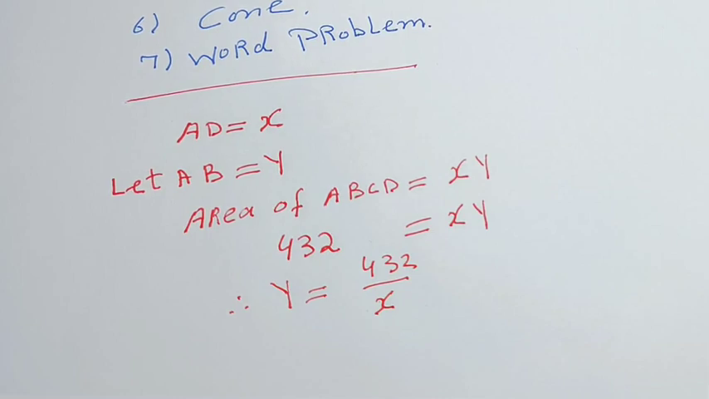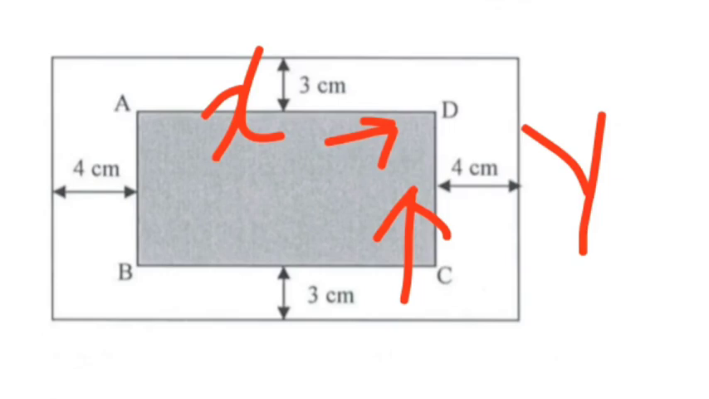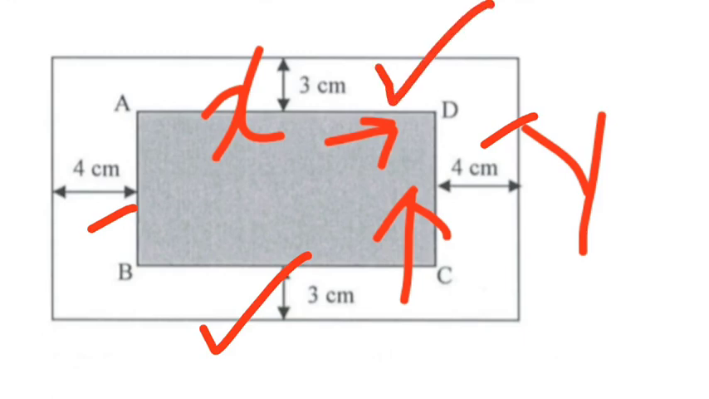Now we need to find the area of the entire page. For the entire page, we need to find the length and breadth. This is x horizontal, and there are 4 centimeters on the left-hand side and 4 centimeters on the right-hand side. You can see 4 centimeters here, 4 centimeters there. So 4 plus 4 becomes x plus 8. Now vertical as well, you can see 3 centimeters at the bottom and 3 centimeters on top, so y plus 3 plus 3 becomes y plus 6.